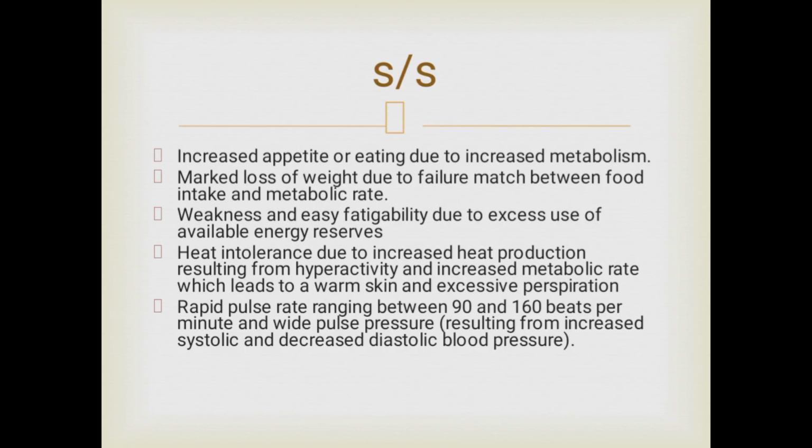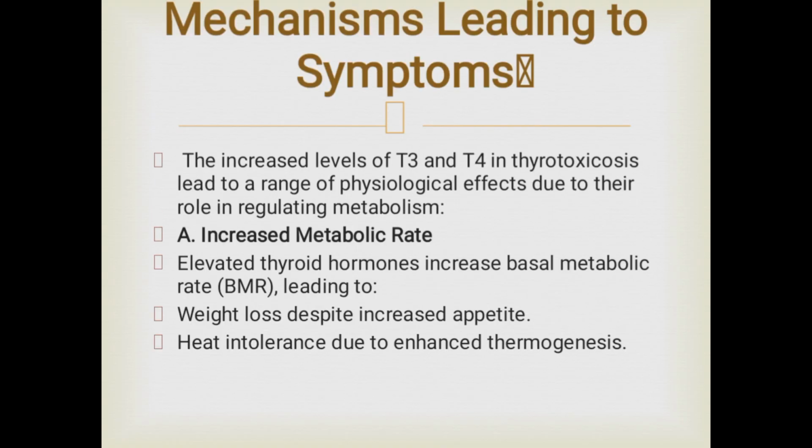Then weakness and easy fatigability due to excessive use of available energy and reserves. All those may be manifested, and also there may be heat intolerance due to increased heat production. Heat production in thyrotoxicosis will also increase. Then there is a rapid pulse ranging from 90 to 160 beats per minute, and a wide pulse pressure, resulting from increased systolic and decreased diastolic pressure as well. So those are symptoms that will occur.